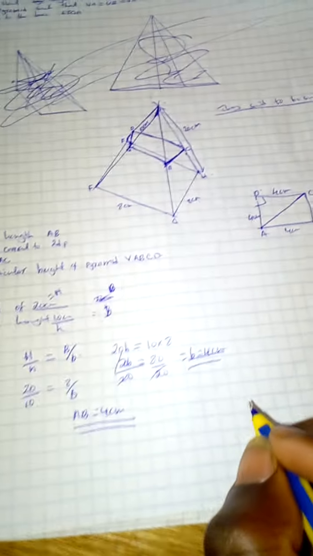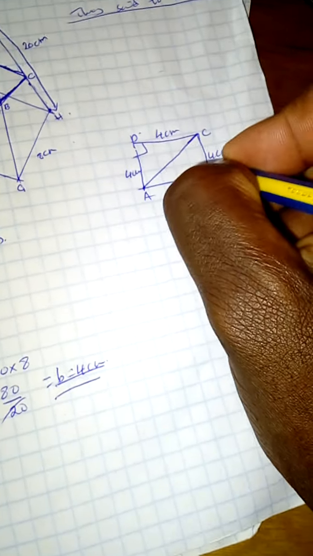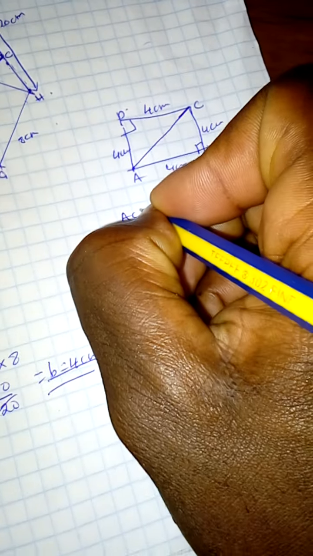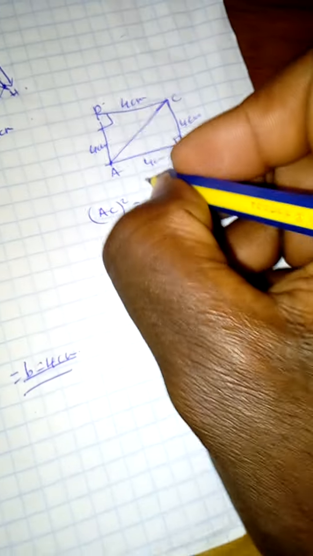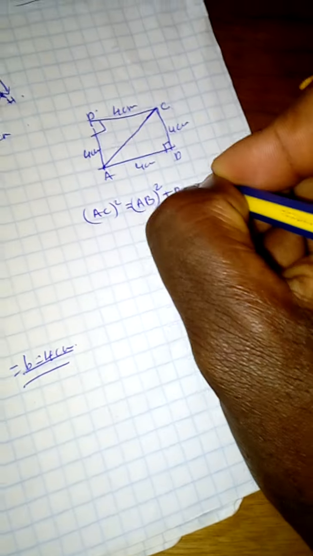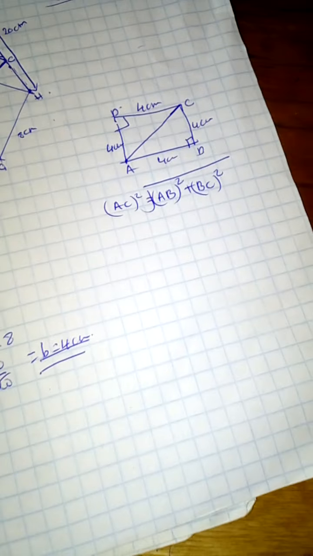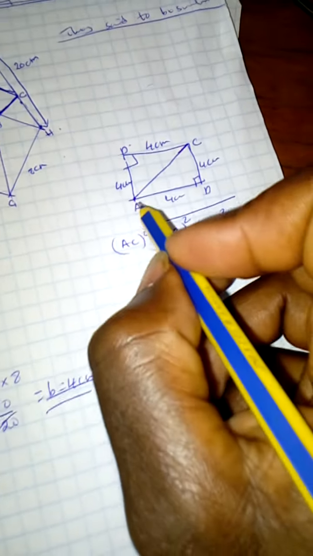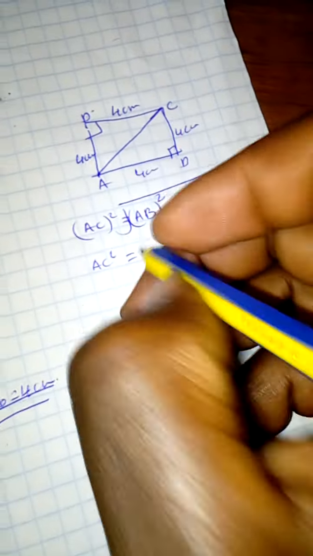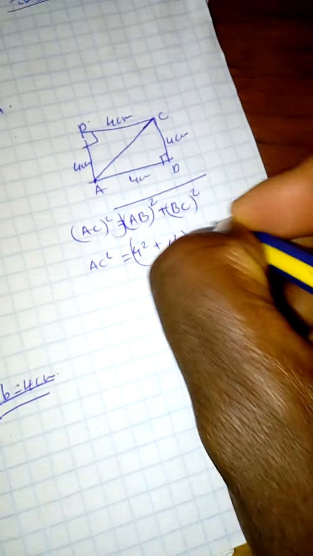The length of AC is a diagonal of this square, and using the Pythagoras theorem, AC squared is equal to AB squared plus BC squared, and then we take the square root. Now AC squared is equal to AB squared, which is 4 squared, plus another 4 squared.